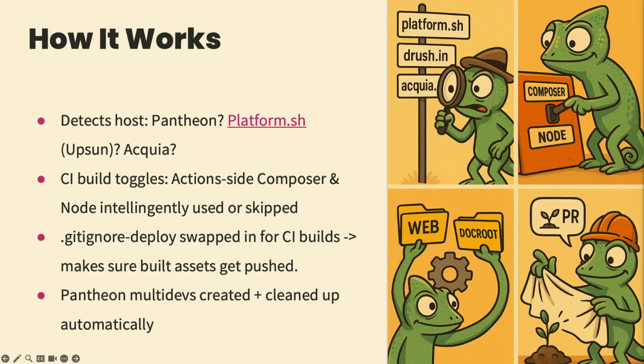So I just want to break down really quickly before the demo how everything works so that when you see it in the demo, it'll make a little bit more sense. So behind the scenes, we first do host auto detection. We look at the deploy repo, we look at the URL, and if it's got drush.in in the repo name, we know it's Pantheon. If it's got Acquia in the name, we know it's Acquia. If it's got platform, we know it's platform, and I'm assuming it's going to be at upsun.com now that it's Upsun.